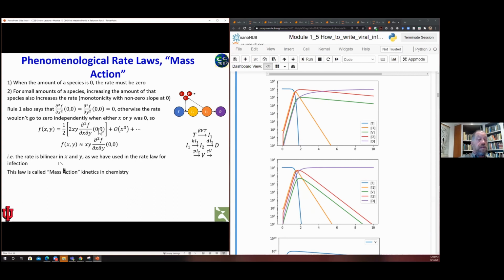And that means that to lowest order, f of x comma y is xy times the second derivative at 0. And that's exactly this bilinear form, beta times v times t. That kind of equation is known as mass action in chemistry. Fundamentally, what it's saying is if I don't have any virus, I can't infect my cells. If I don't have any cells to infect, the virus can't infect either.